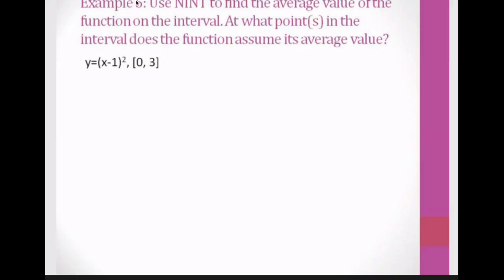So before we look at a crazy function like x minus 1 squared, where we don't have a chain rule yet, we're going to actually look at how we can do this on the graphing calculator. So go ahead and take out your graphing calculator. You're going to use NINT, which is feature number 9 in math. And you're going to find the average value, and then we're going to talk about how to find it by hand.